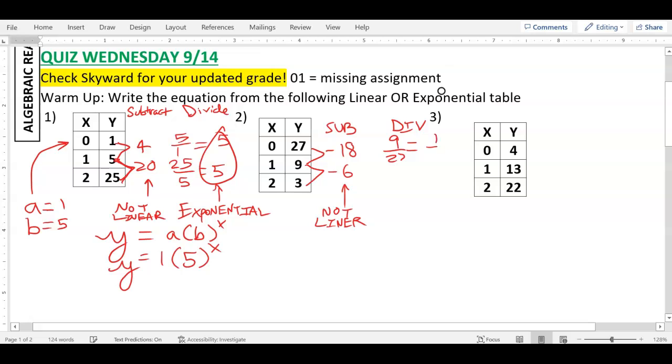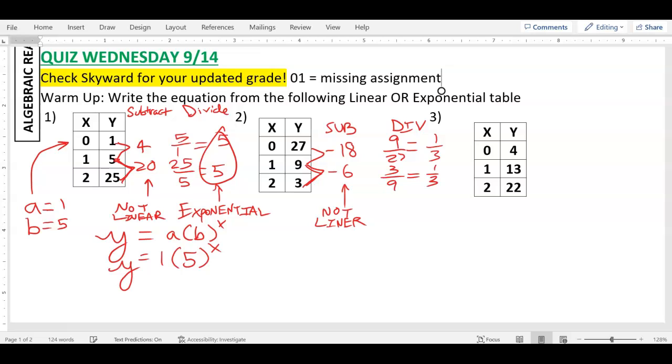So 9 over 27 is 1/3. And then bottom divided by top, 3 over 9 is 1/3. So that means it's exponential. You have the same common ratio, exponential. Okay, so once again, what's A and what's B? Okay, A is the y-intercept, so what is the y-intercept?